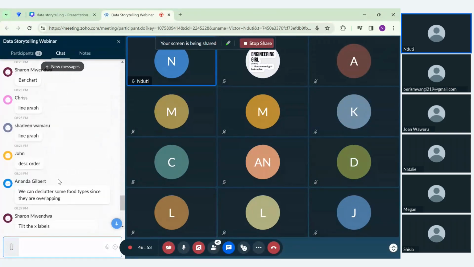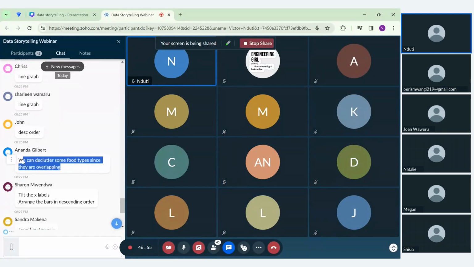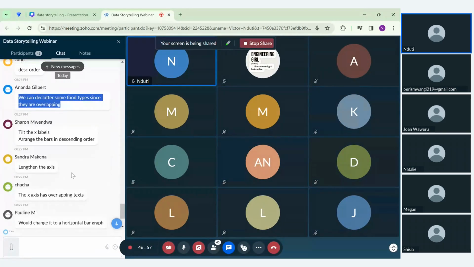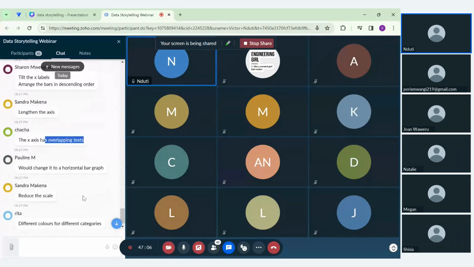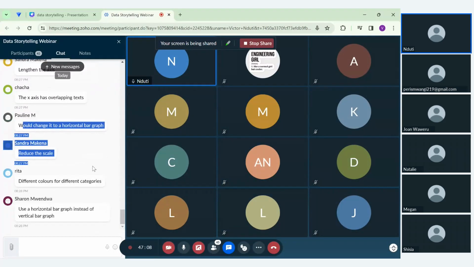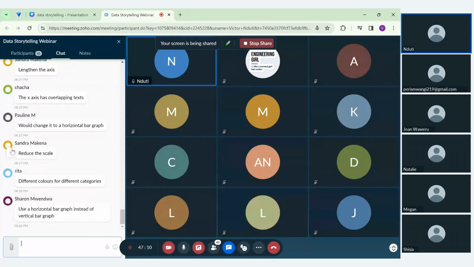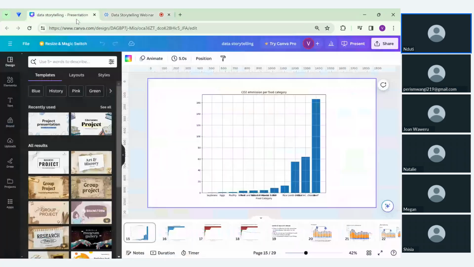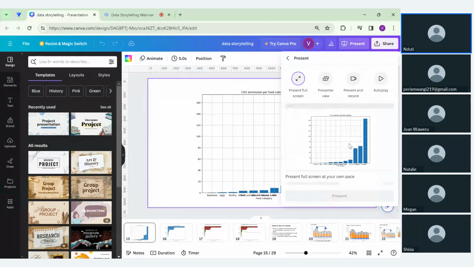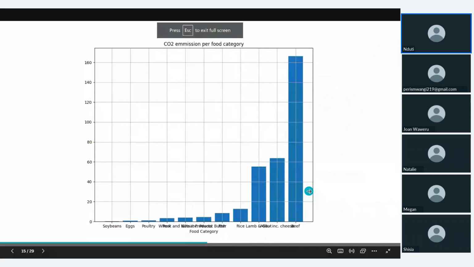So interesting. We have declutter some food types since they're overlapping. On the X-axis, someone is suggesting we lengthen it. Someone has noticed that some of our X labels are overlapping, right? Changing it to a horizontal bar graph. Interesting. Reducing the scale. Let the bars fit within boxes rather than along a line. So let's go back to this and see how we can improve it.